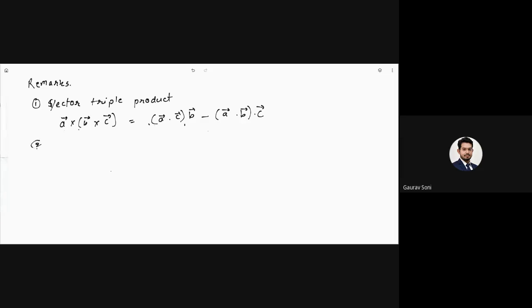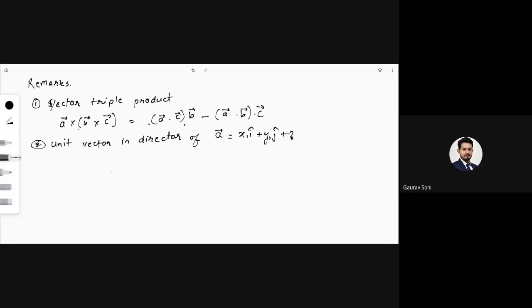Next, the unit vector in the direction of A bar equal to x1 i plus y1 j plus z1 k is given by A bar upon modulus of A bar, and it is denoted by A cap. So whenever there is a cap, it means that it is a unit vector.